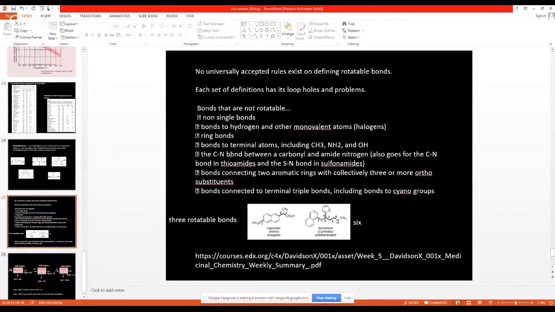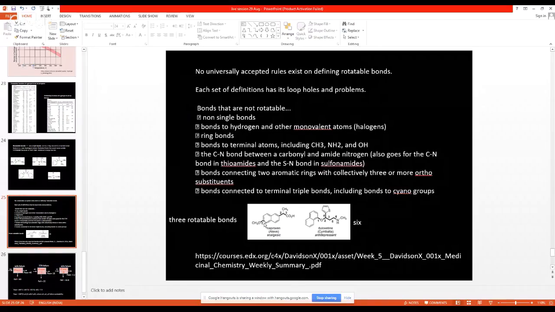So there is nothing like a single rule, because when you say a rule, there is an exception. When you say a law, then there is no exception, like Newton's first law. But when you say a rule, there is always an exception, like Lipinski's rules, bioavailability. There are a lot of exceptions where there are drugs in the market which do not follow Lipinski's, but still are drugs. So in the case of rotatable bonds, this problem is there. You need to understand a little bit of the chemistry to do it. This example is taken from this particular reference.